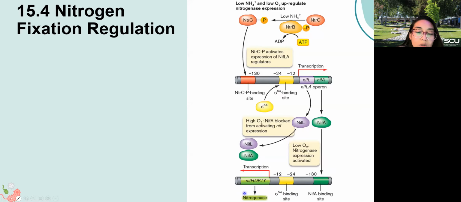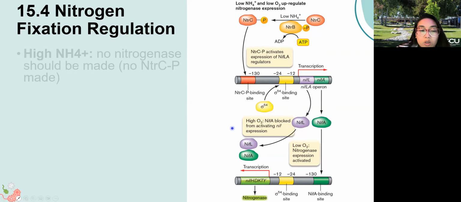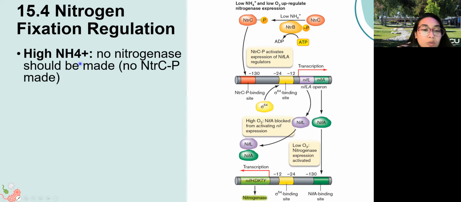NIF-HDKTY is the gene that produces the nitrogenase enzyme that we just saw in the previous diagram. Now, there are a bunch of other proteins, regulators, that work together to regulate whether this gene is on or off. And that all depends on the amount of NH4 that is present and also the amount of O2 that is present. So for example, if we have a high NH4, then there shouldn't be any nitrogenase being made, right? So we shouldn't be producing this because there's already NH4. And so how does that work?